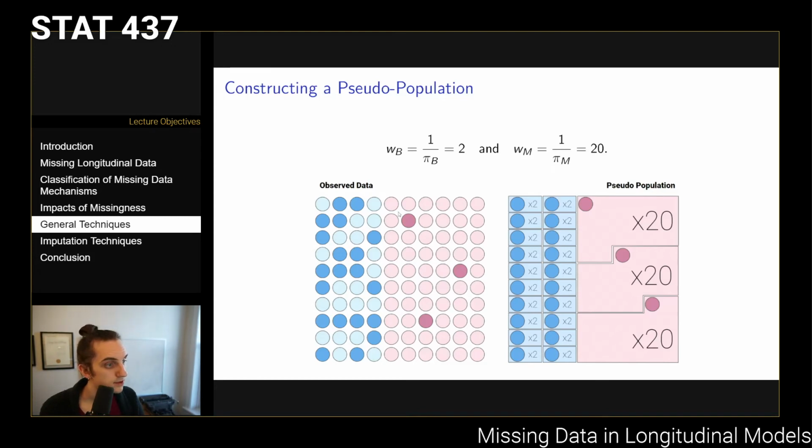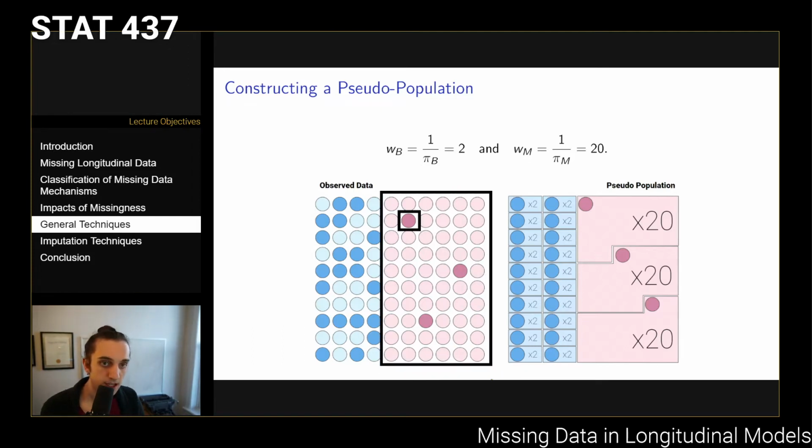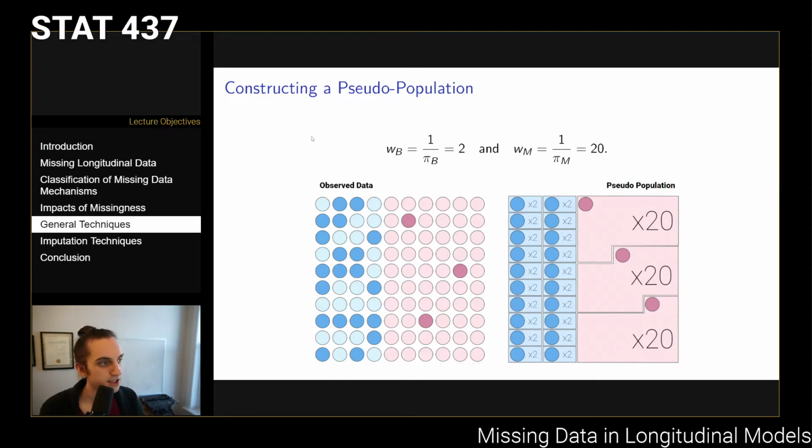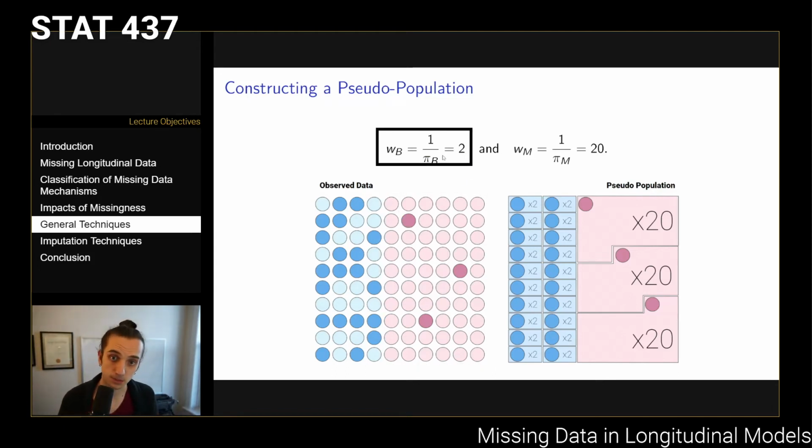Similarly, we observed only 3 of these magenta individuals, and we know that there were supposed to be 60 of them, right? So what if we let each of them count for 20? Then 20 times 3 is 60 individuals, right? And so another way of actually getting to this is taking the inverse probability, right?